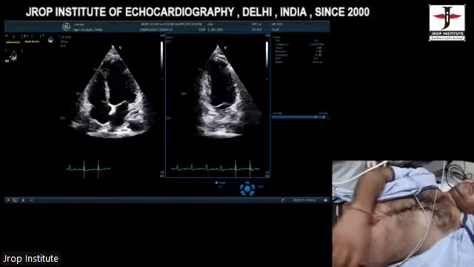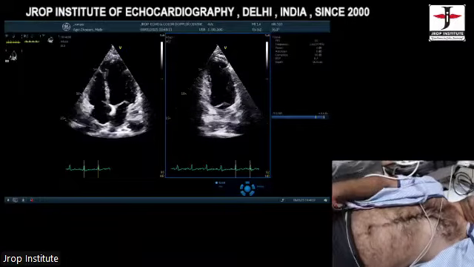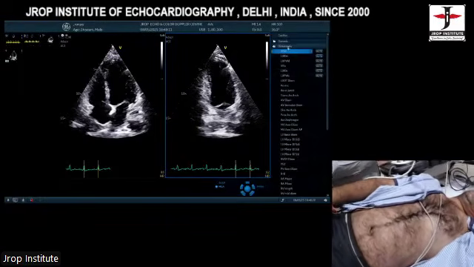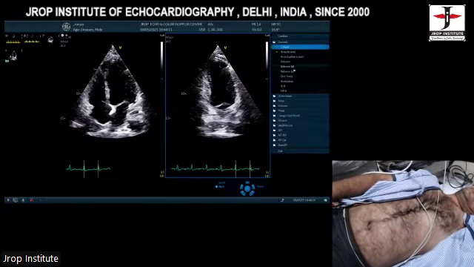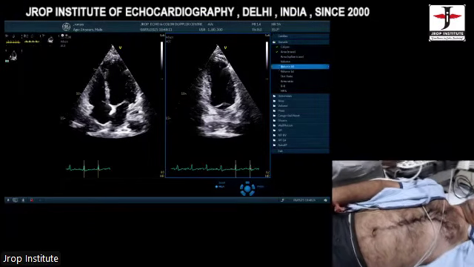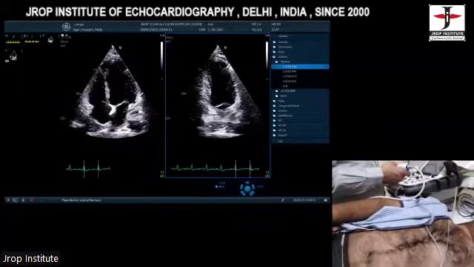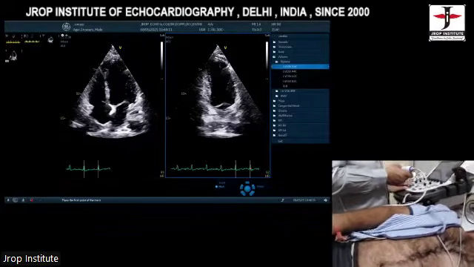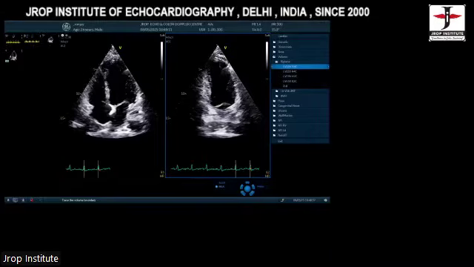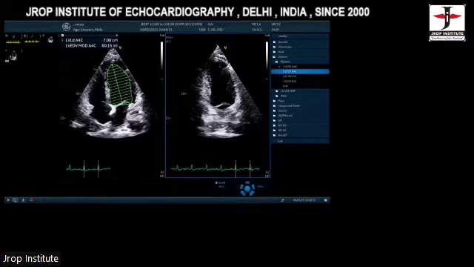Now I can do the measurements. First I'll do my measurement with 4-chamber. So I'll go to measure, go to volumes, go to biplane. So first it is asking you end diastolic volume. So I'm starting with one annulus, that's a medial annulus. Trace the border of the endocardium all the way up to apex. Bring it back and then adjust with your apex. So this is end diastolic volume for 4-chamber view.